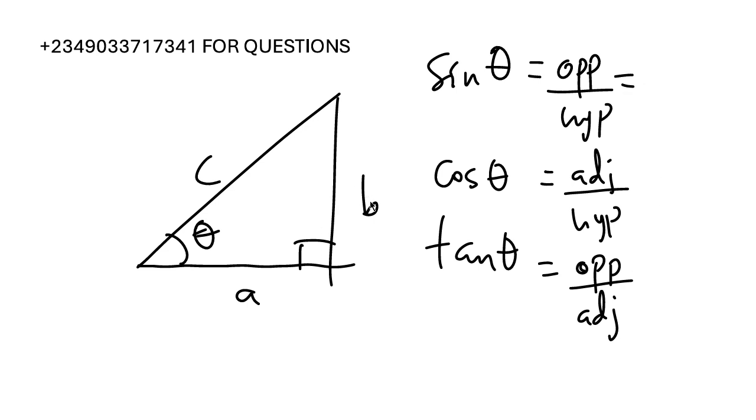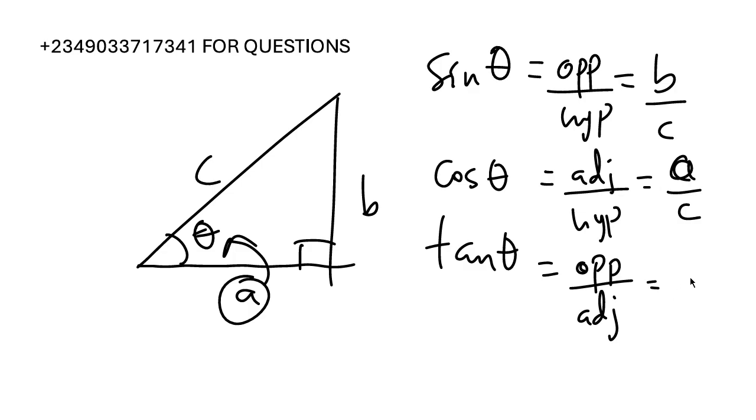In this case the opposite is B and the hypotenuse is C, and then for cos theta we have A, because A is adjacent to theta, so that's A over C, and then opposite over adjacent, that's B over A. So these are the three basic trigonometric ratios you are expected to know.